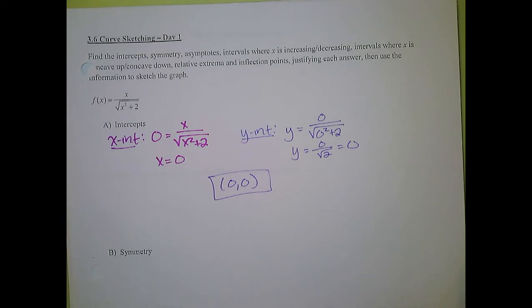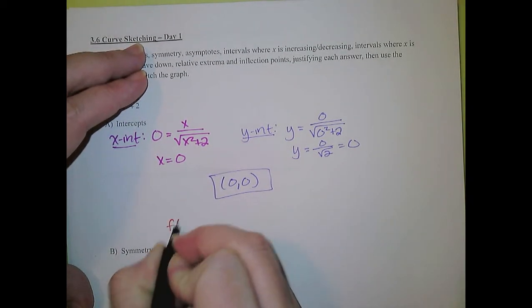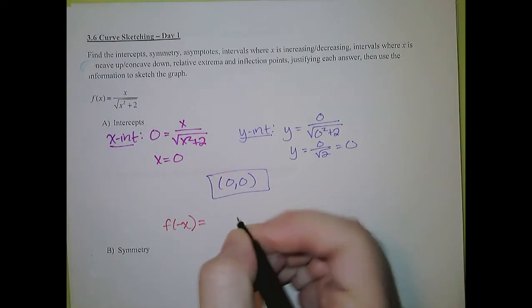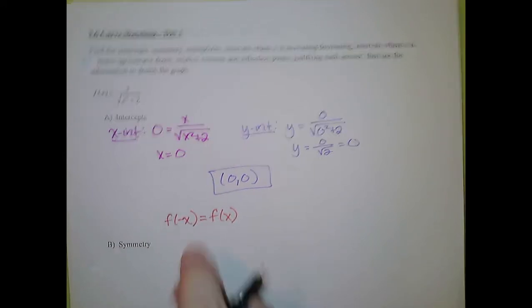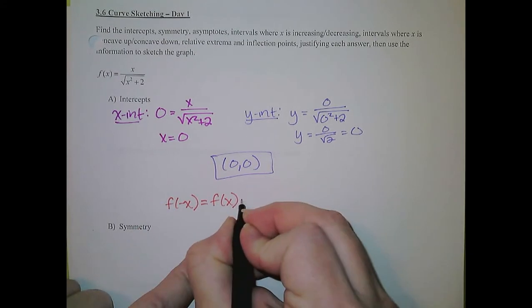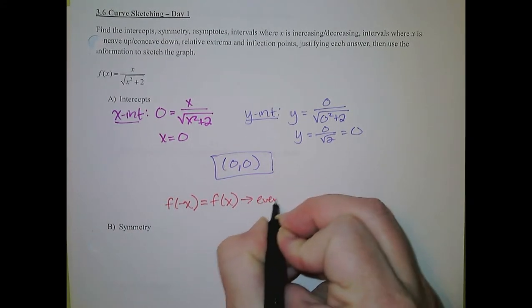Now we want to take a look at symmetry. And to test for symmetry, we have two different types of, well, really three different types of symmetry. We have y-axis symmetry, x-axis symmetry, and origin symmetry. Y-axis symmetry is going to occur in even functions. To have y-axis symmetry, what that means is that you will get the same thing for f of negative x as you will for f of positive x. In other words, if I put in the same x value, positive or negative, the function value is going to be equal. So in that case, we have an even function or y-axis symmetry.